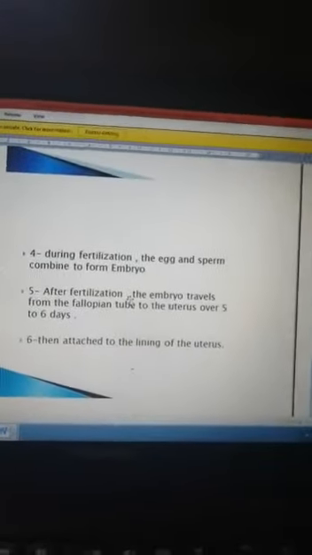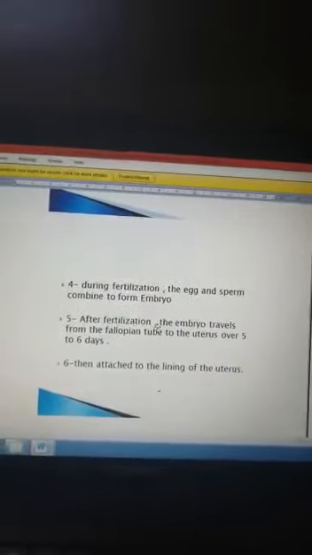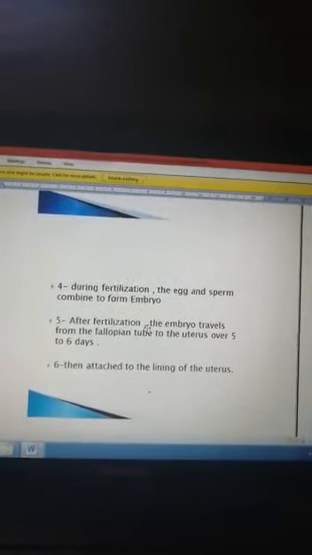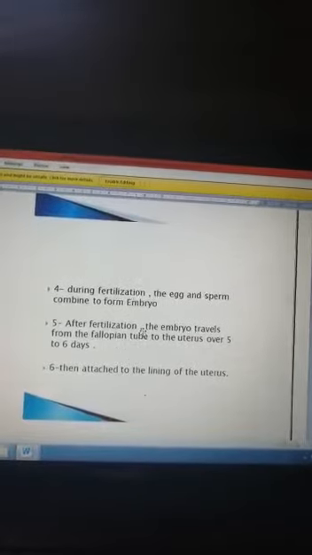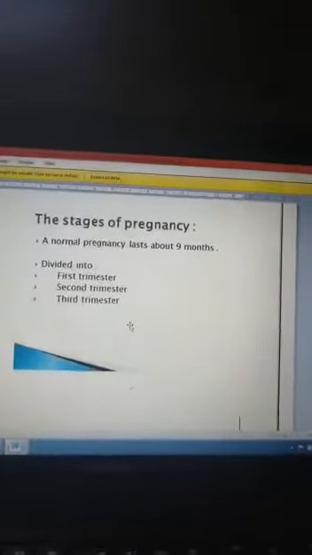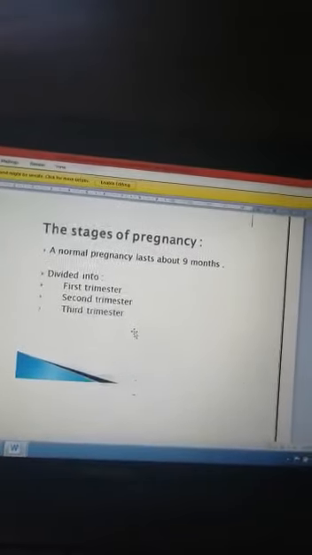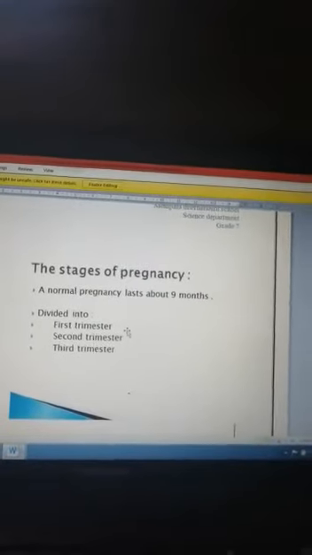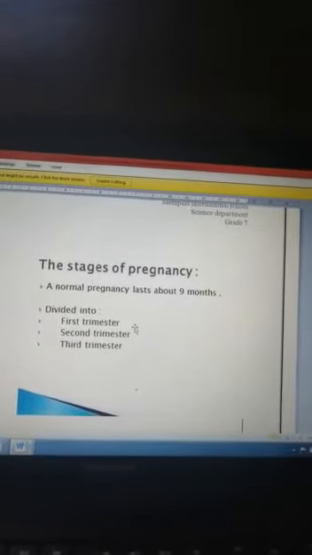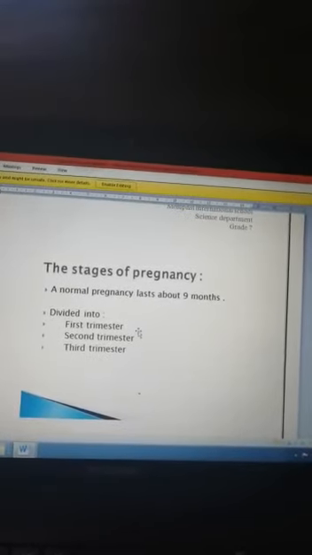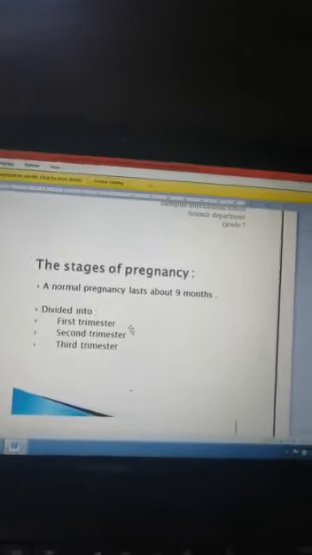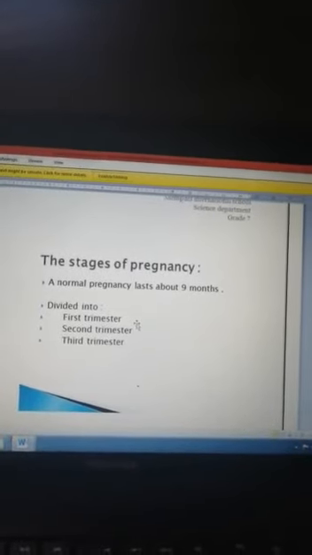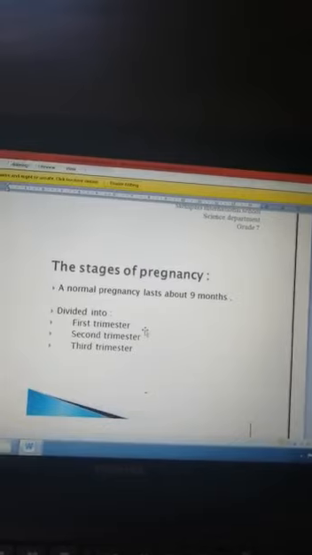During fertilization, the egg and sperm combine to form an embryo. After fertilization, the embryo travels from the fallopian tube to the uterus over 5 to 6 days, then attaches to the lining of the uterus. The stages of pregnancy. A normal pregnancy lasts about 9 months, divided into first trimester, second trimester, third trimester.